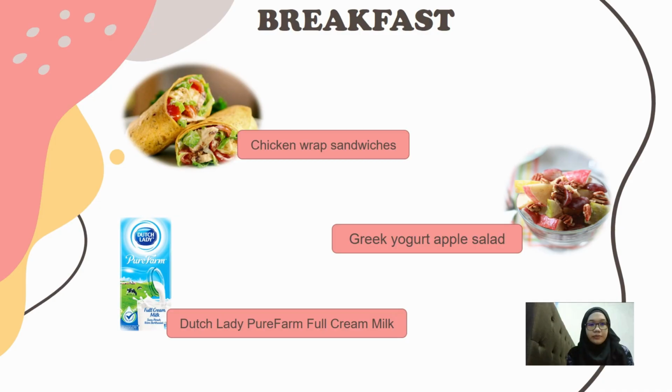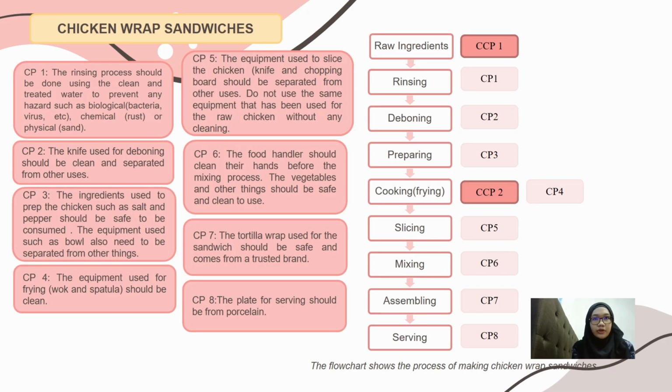The breakfast menu for the burn patient includes chicken wrap sandwich, Greek yogurt apple salad, and fresh milk. For the chicken wrap sandwich, there are two CCPs identified during the making. The first one is during the receiving of the raw ingredients and the second is during the frying of the chicken.